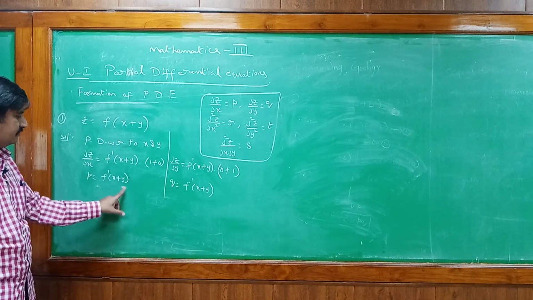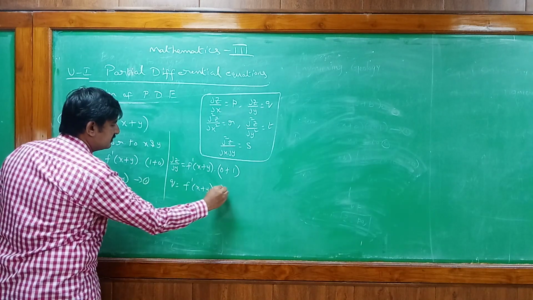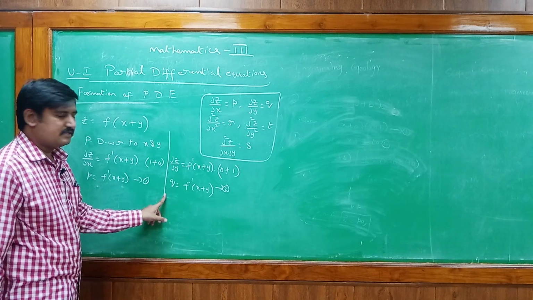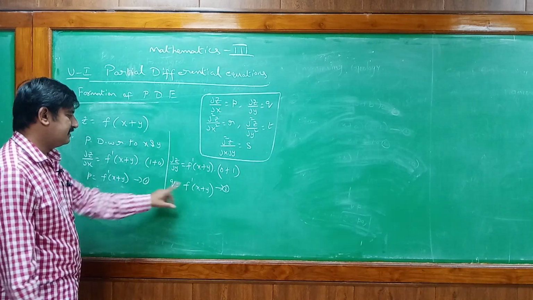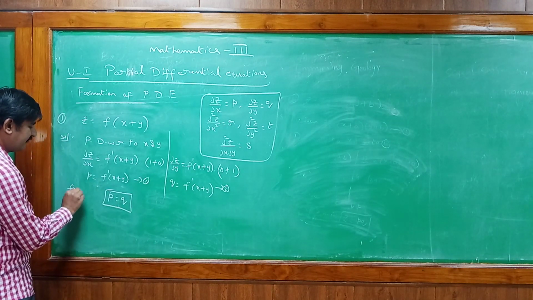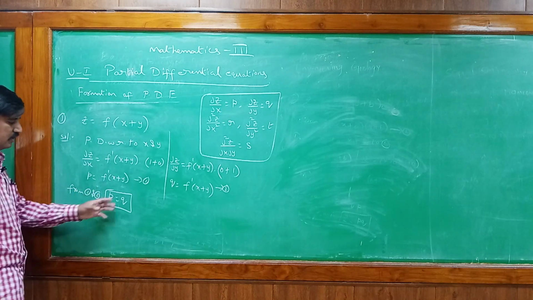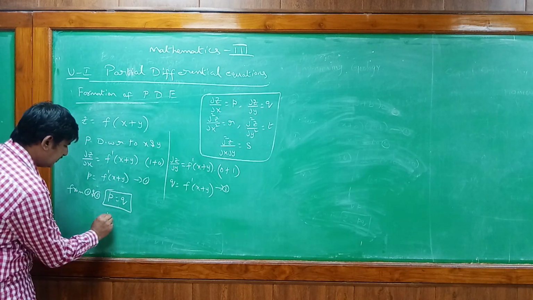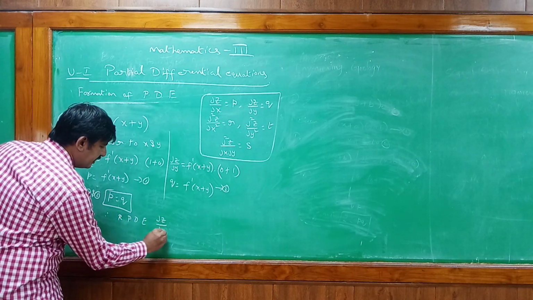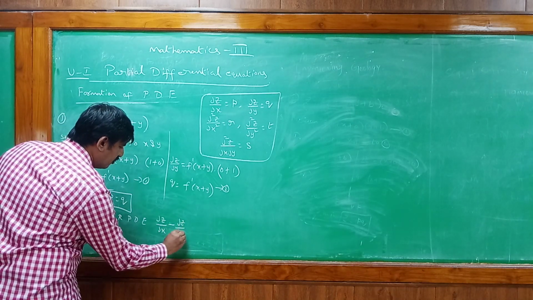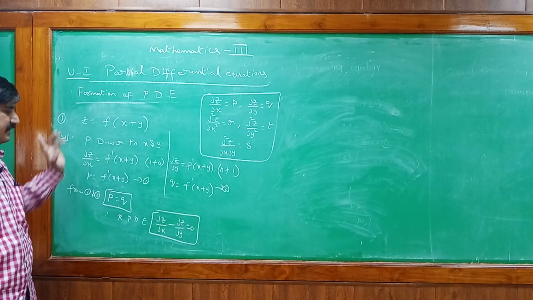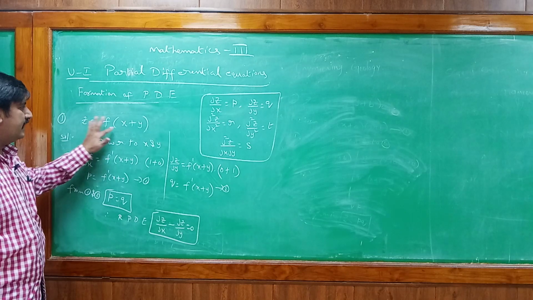So from these two, mark this as 1 and this as 2: f dash of x plus y is equal to p, and f dash of x plus y is equal to q. Both right-hand sides are equal, so the left-hand sides are equal. We can write from 1 and 2 that p is equal to q. That is the required partial differential equation: dou z by dou x minus dou z by dou y is equal to 0. So we eliminated the arbitrary function. This is the method of how to eliminate an arbitrary function.